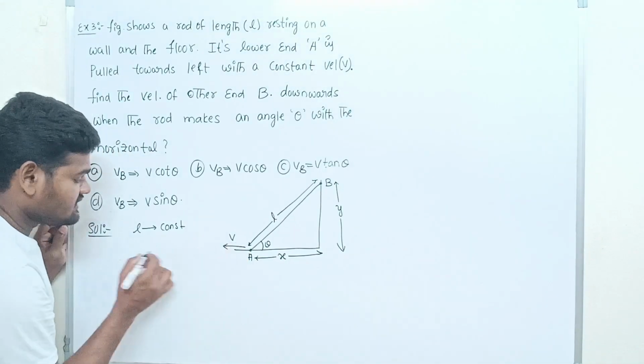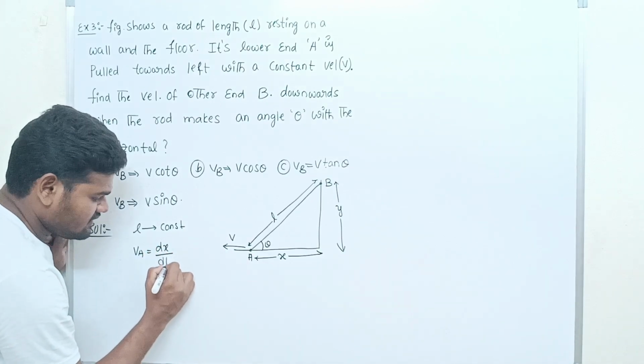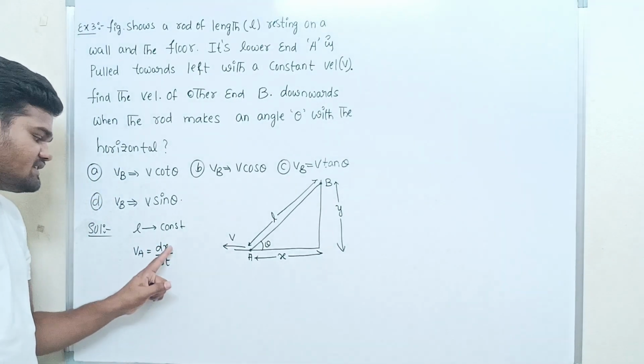The velocity of the particle at point A equals dx by dt. So the velocity of the particle A equals how much?